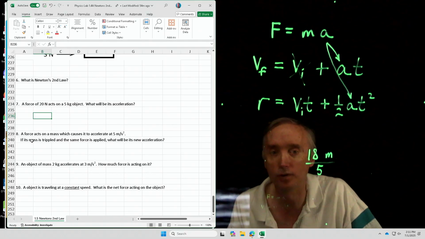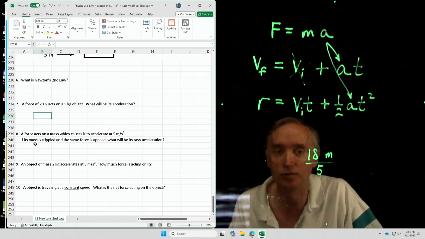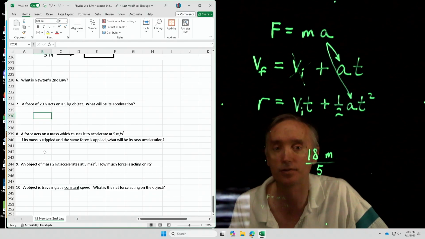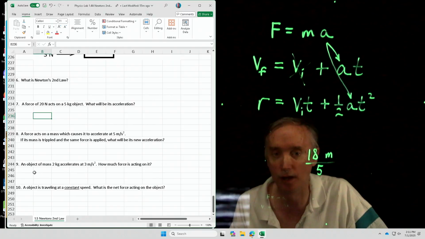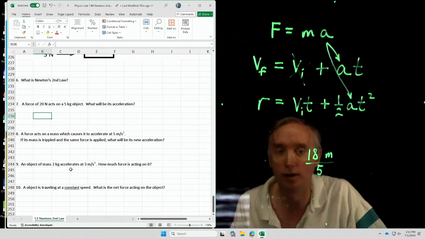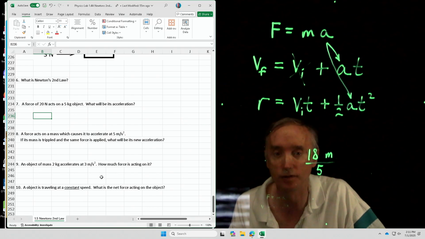Number 8, a force on a mass causes it to accelerate at 5 meters per second squared. Now we're going to triple the mass but keep the same force. What would the new acceleration be? So you're going to be using Newton's second law in order to answer this question. Question number 9. An object of mass 2 kilograms is acted upon or has an acceleration of 3 meters per second squared. How much force is acting on it? So again, use Newton's second law to solve this one.